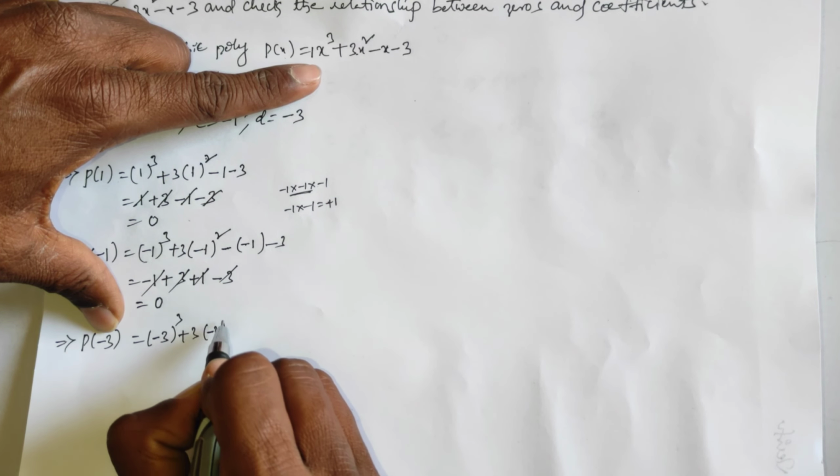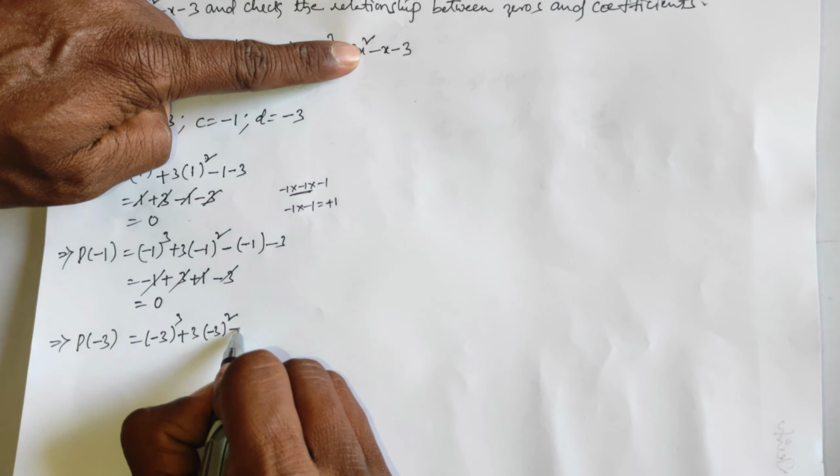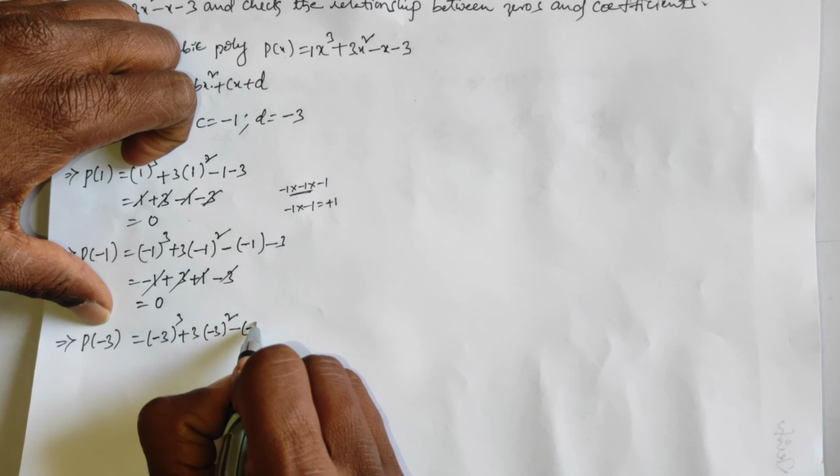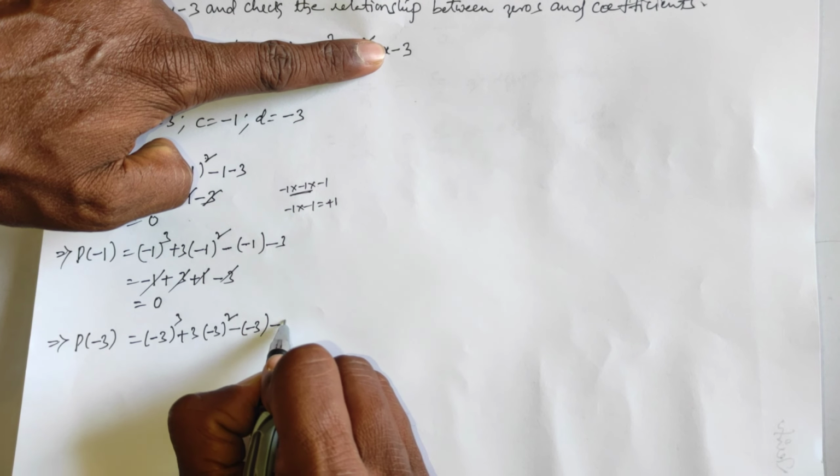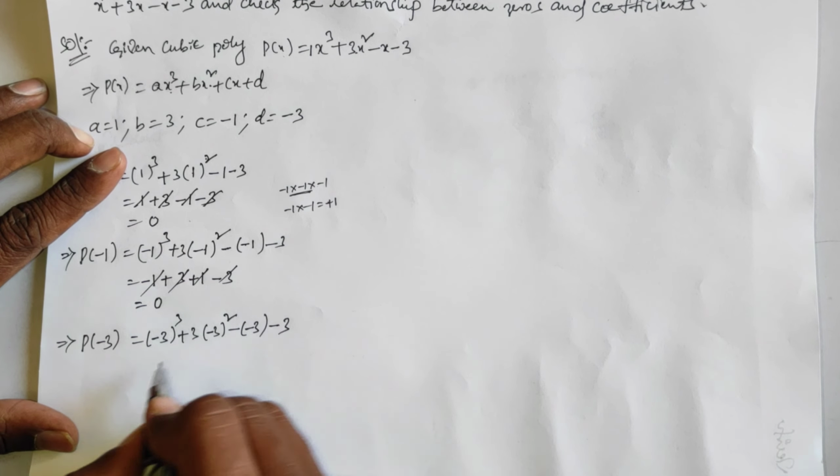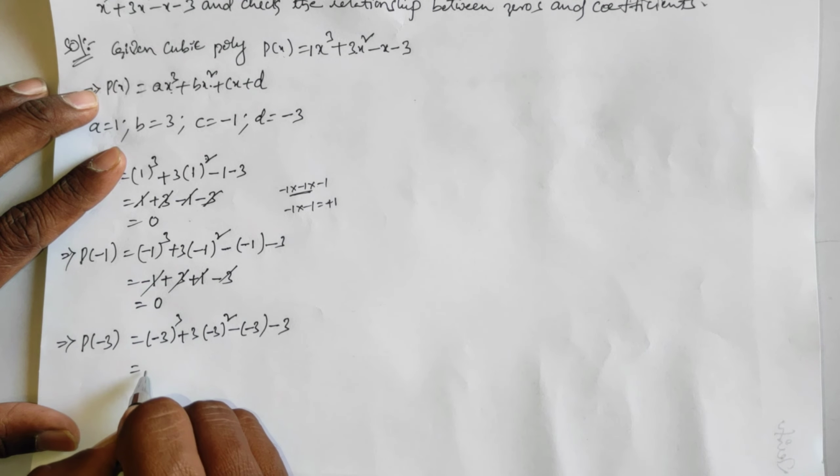Minus 3 whole square. Here the symbol is minus, and x means minus 3, and the remaining also minus 3. Don't get confused, all are minus 3 only. Now see, what is the power? It is odd, so minus 1 will come.